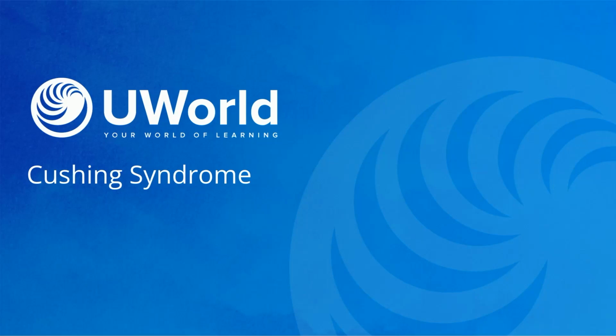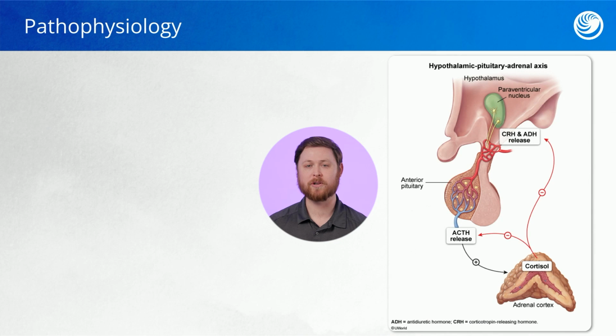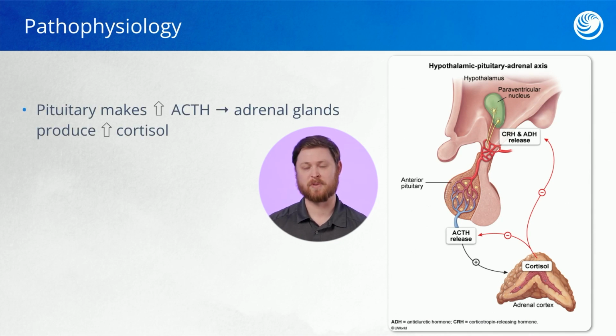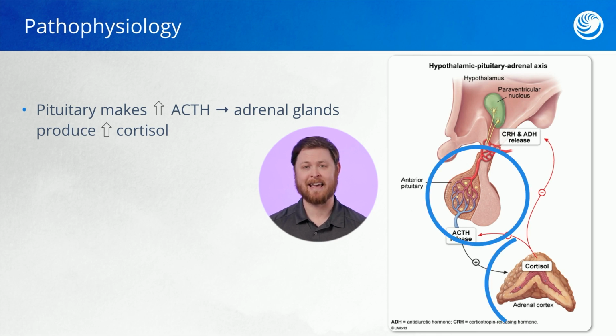This topic is Cushing syndrome. Cushing syndrome results from prolonged exposure to excess levels of corticosteroids within the body. Let's first talk about how corticosteroids are naturally released into the bloodstream. We're going to look at two organs specifically, being the pituitary gland and the adrenal gland.